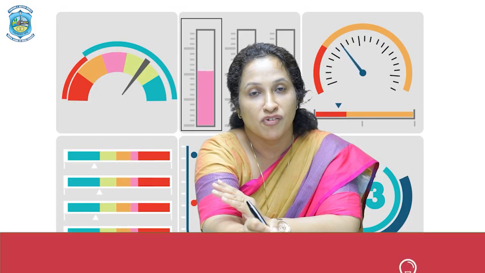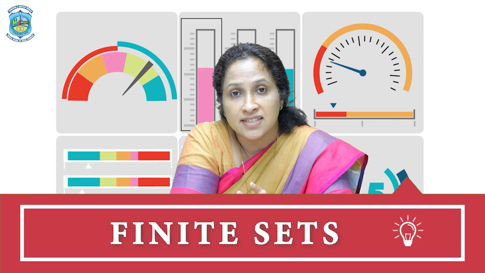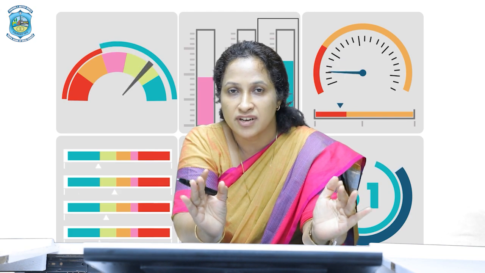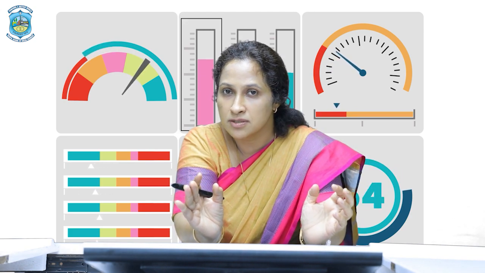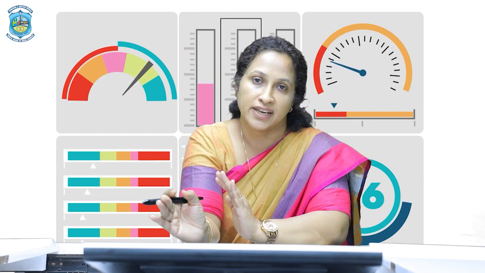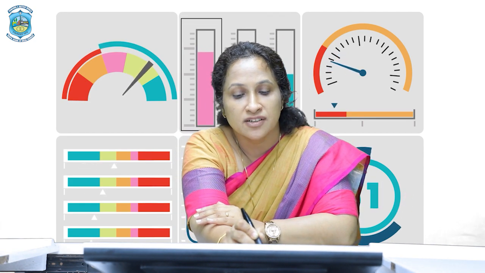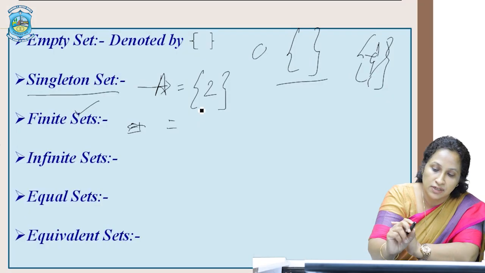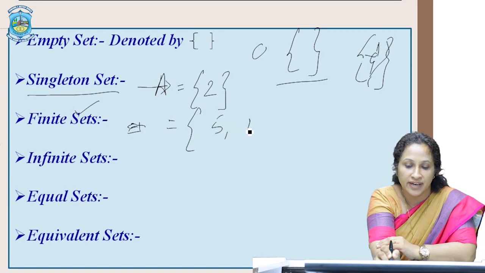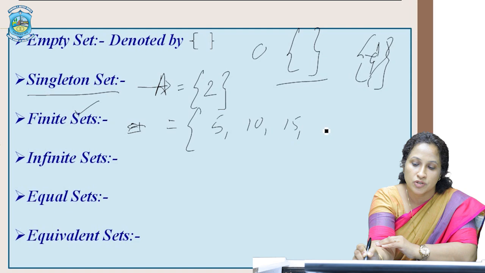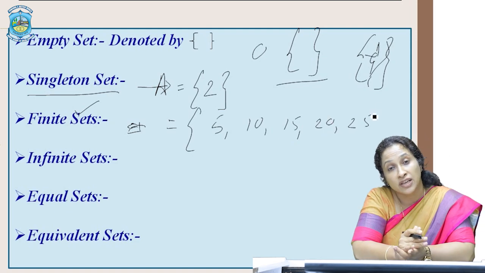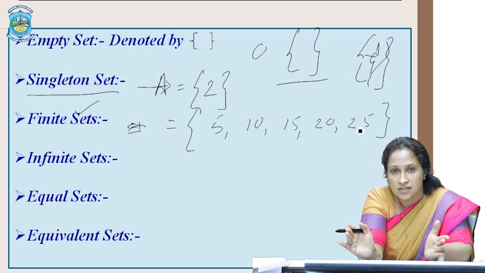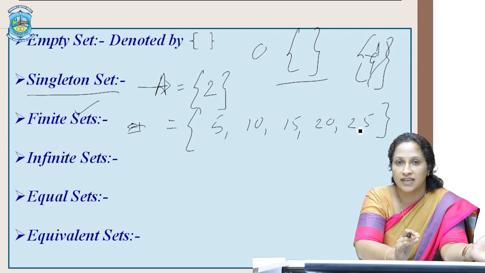The next one is the finite set. Now, what do you mean by finite set? If the number of elements inside a set is countable, it comes in the category of finite set. For example, if I ask what are the first 5 multiples of 5? What will come to your mind? Okay, you all got it right. It is 5, 10, 15, 20 and 25. That is absolutely right. Do you see that the elements inside the set are countable? So, if it is countable, it is part of a finite set.